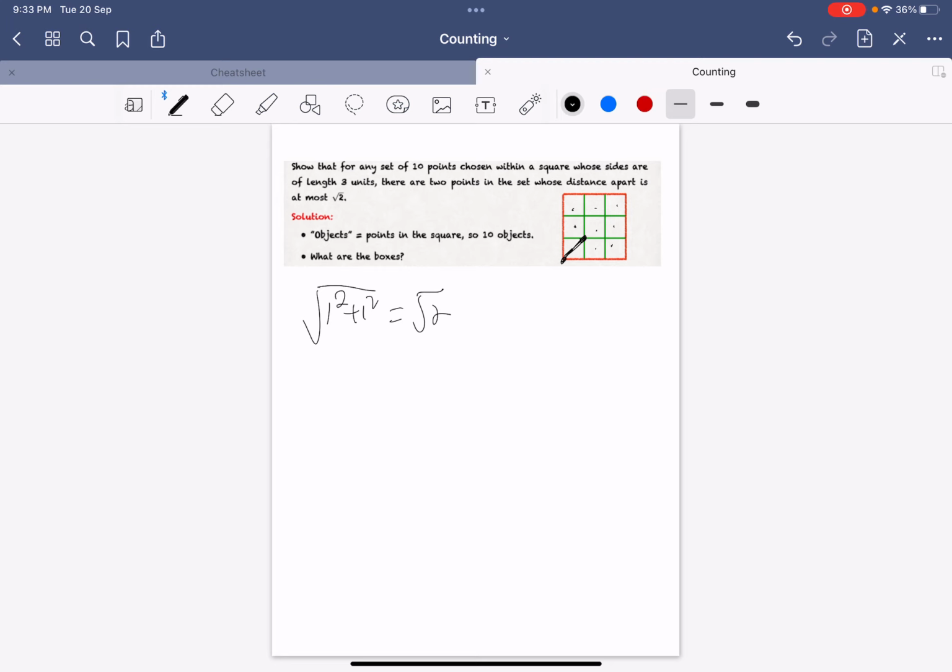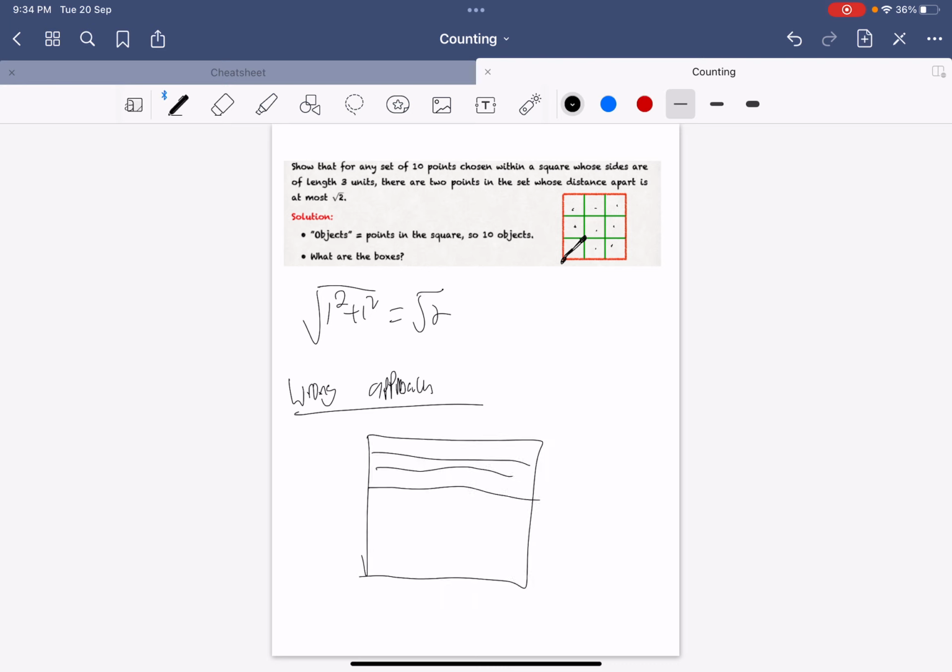But why do I say it's hard to use then? Well, one wrong approach would be to split your square into rows. So you have 9 rows in this case. In this case, you can put your points anywhere along the row. And then you realize that one of the rows will of course have 2 points. But these points could be just lying at the 2 ends. And so, the distance between them is 3 units. And you can't show that there must be 2 points that are at most square root 2 apart.